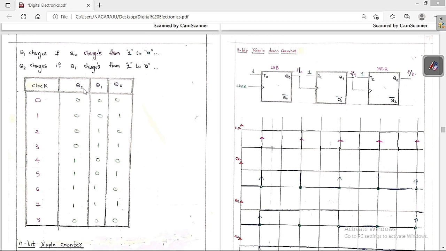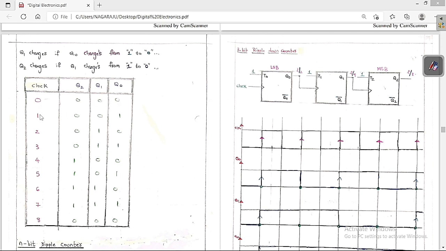So let me assume initially, for Q2, Q1 and Q0, that Q0 is the LSB and Q2 is the MSB. Whatever flip-flop the clock is given to is the LSB, and the farthest one is the MSB. So initially, when there is no clock, all of them have 0 values.